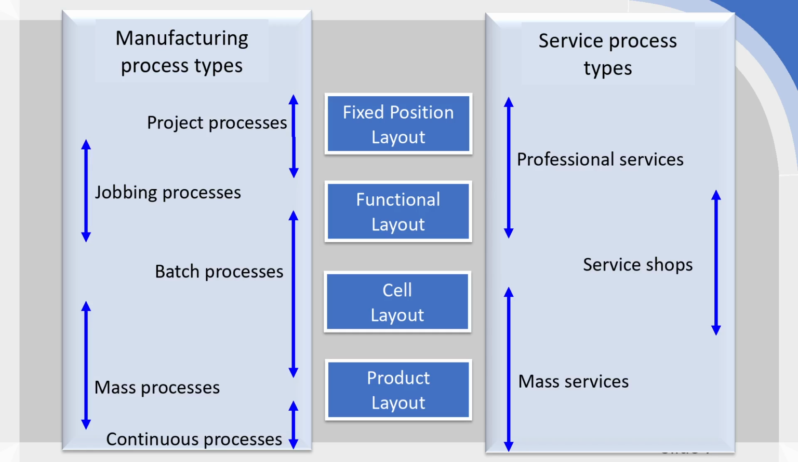Service processes do differ far more depending on the type of service we're dealing with, but we can largely see a roughly similar spectrum here, going from professional services being closely aligned with fixed position layouts, service shops being heavily dependent upon the exact type of service that's being offered, and then mass services tending towards cell and particularly product layouts. So this means that when we look at layout design and layout types, we have to understand that this is firmly within the general operation itself.